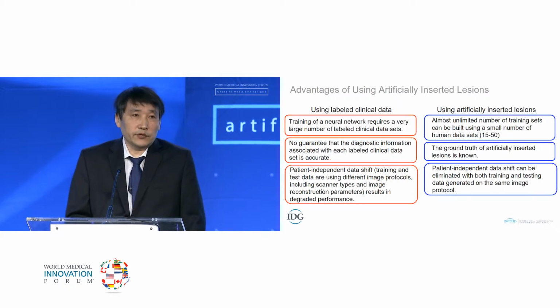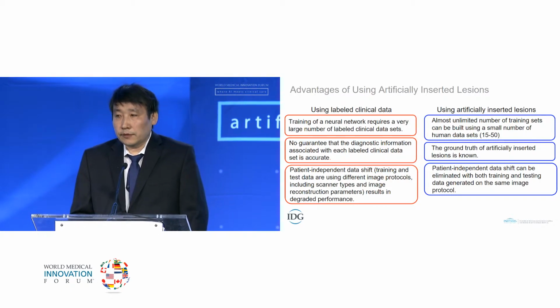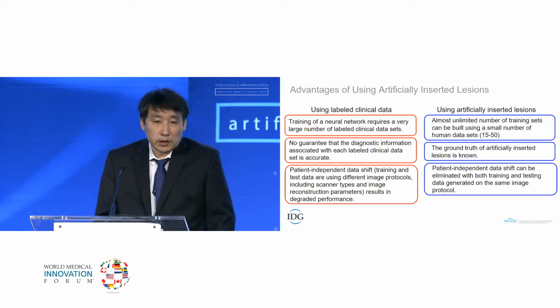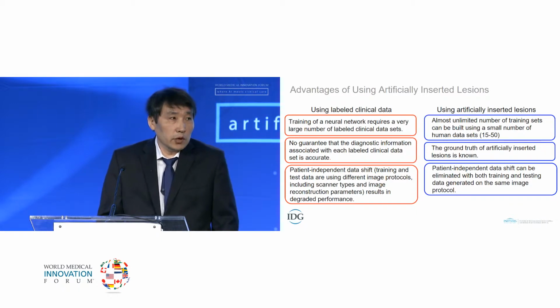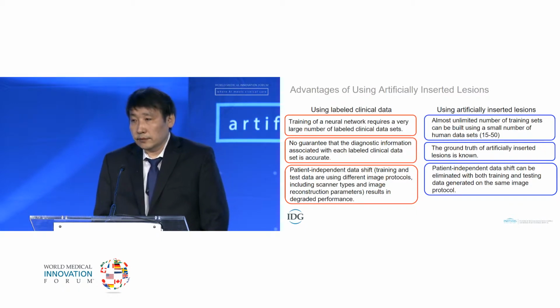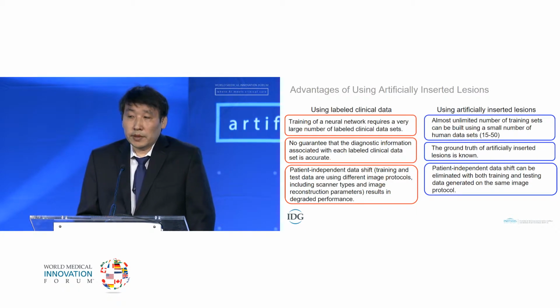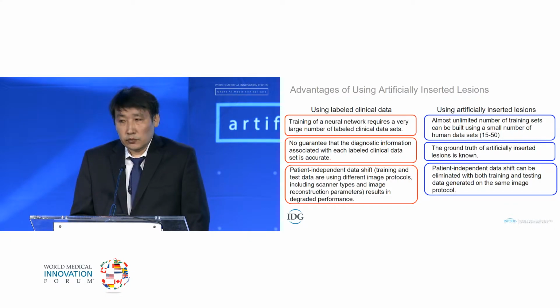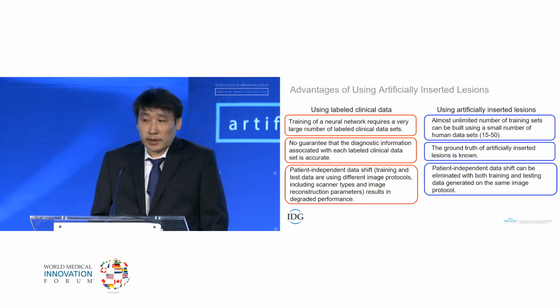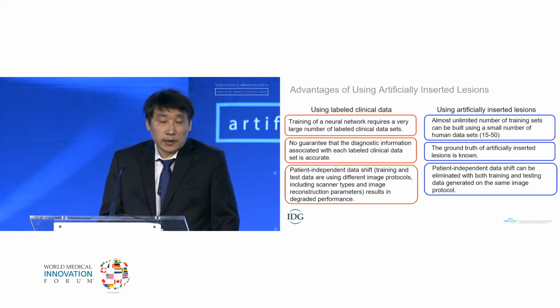So our approach using artificially inserted lesions can solve all those problems. First, we can generate an almost unlimited number of training data sets using only a small number of human data sets, for example, 15 to 50. Second, we of course know the ground truth of artificially inserted lesions. Third, because we only require a small number of human data sets, we are able to generate sufficient training data for each type of scanner and each type of image reconstruction protocol to eliminate the problem of patient-independent data shift.